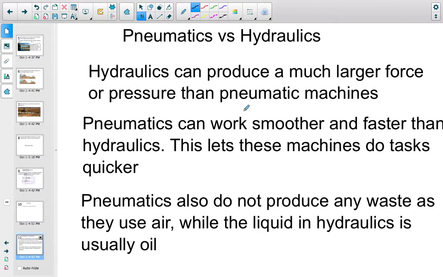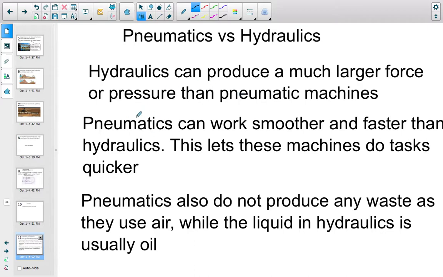Hydraulics and pneumatics, the difference between them, like why would you use hydraulics versus pneumatics? Well, hydraulics produce an immense amount of force because of their property of not being compressible. Liquid's property of not being compressible allows you to create an immense amount of force, while in pneumatic systems, the gas can be compressed a little bit, so you lose a little bit of force.